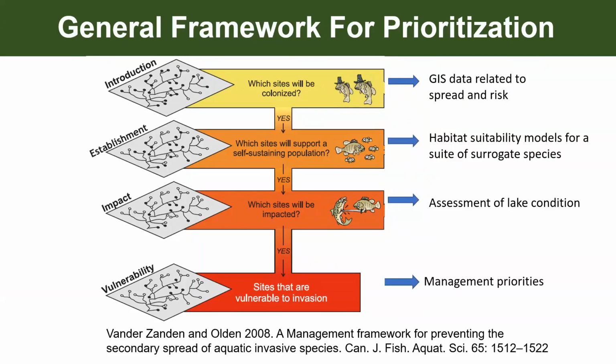So we have spatial data related to the spread and risk, which would apply to the introduction of aquatic invasive species. We created habitat suitability models for a suite of 8 surrogate invasive species to model the framework component of establishment. And then for impact, we looked at several factors that are related to the biological and recreational importance or quality of lakes and ponds across the state. And so all of those help lead to our management priorities.